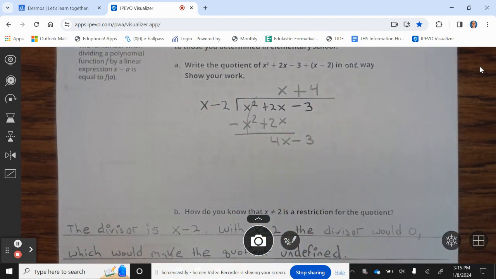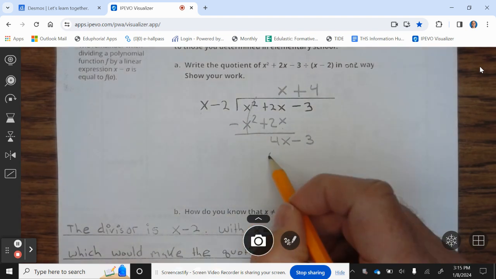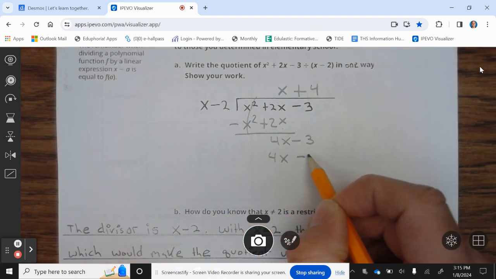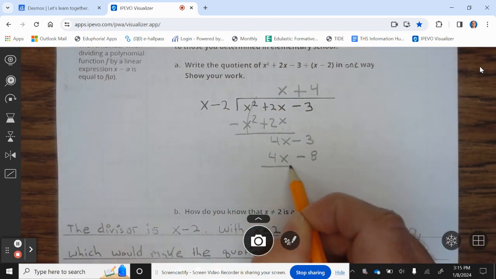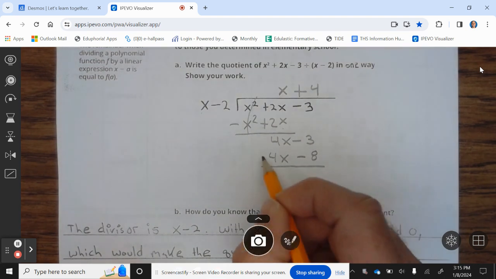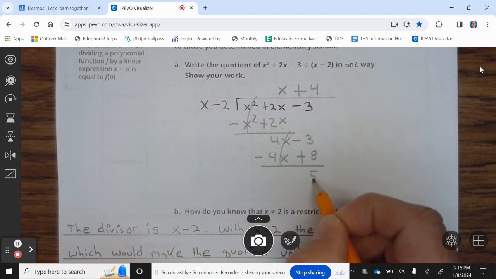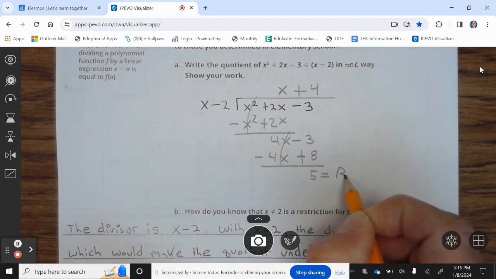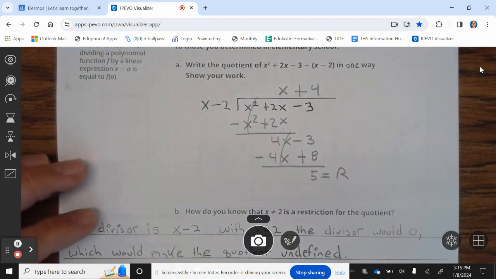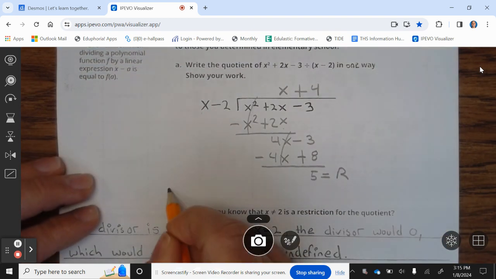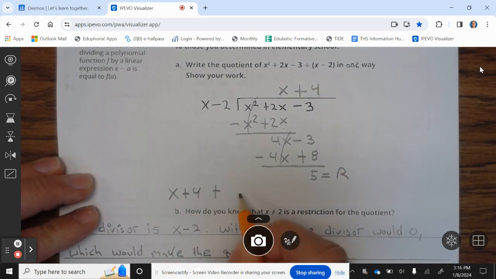Okay, so now we multiply 4 times x minus 2, which is 4x minus 8. We subtract a negative, it becomes positive, cancels. Negative 3 plus 8 is 5. So the remainder is 5. So this can be written as x plus 4 plus 5 divided by x minus 2.